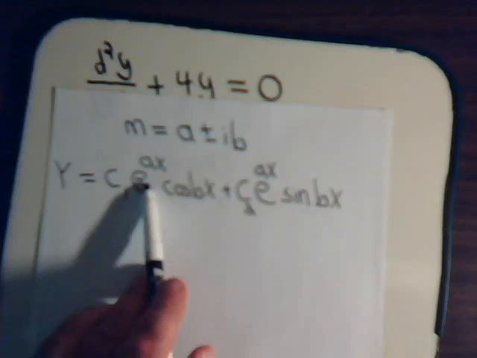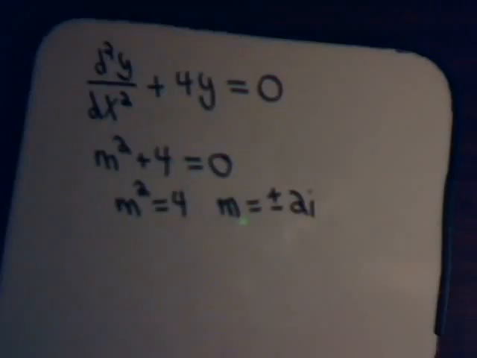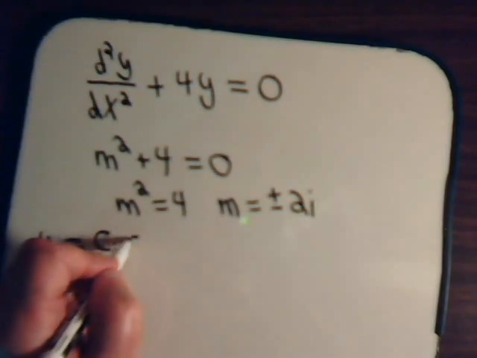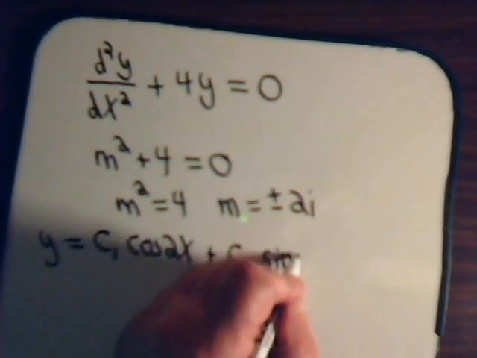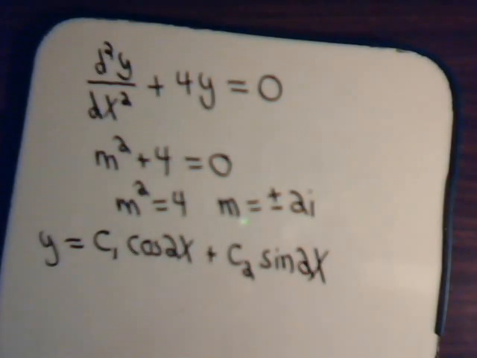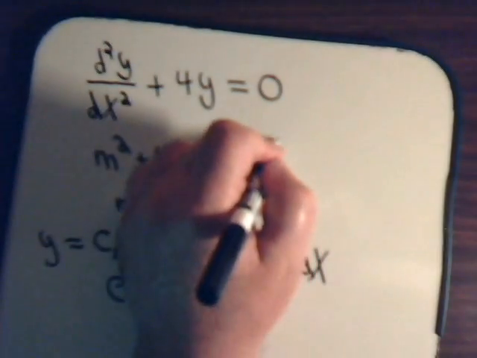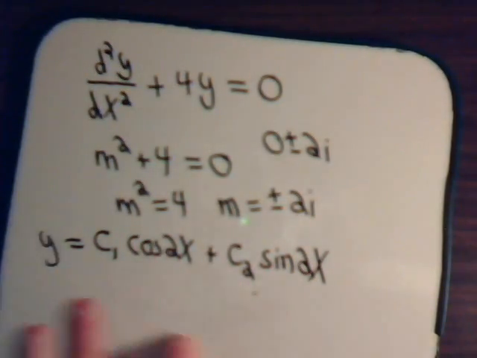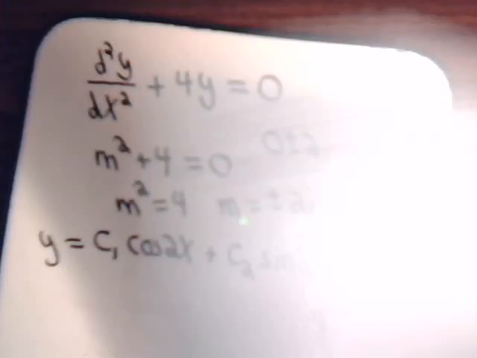Now, we go back and look at our general relationship here. Here, a is 0, so this is just going to be c1 times the cosine of bx plus c2 times the sine of bx. In this case, b, of course, is just 2. So the solution to this equation is y equals some constant times the cosine of 2x plus a different constant times the sine of 2x. And that's the solution. Here, of course, we didn't have any e to the ax term because m is 0 plus or minus 2i. e to the 0, of course, is just 1. So that's the solution. And again, it's all predicated upon being familiar with this relationship, which we derived a couple of videos ago.